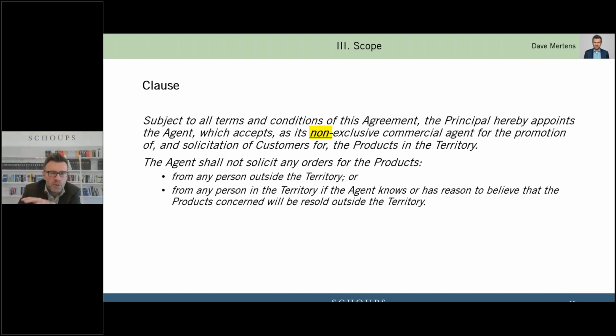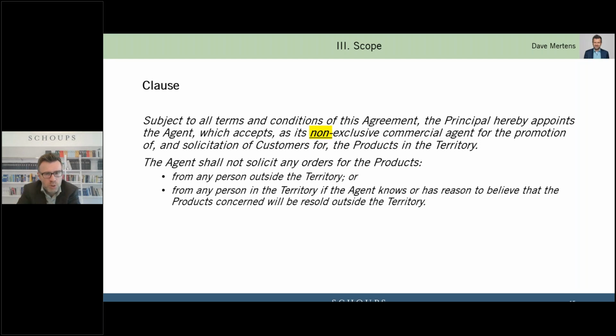I promised you a few clauses for your inspiration. This is one of them. Just a clause, something you could use. The principal appoints the agent, but, as I have emphasized here, non-exclusive. Exclusive commercial agency is possible, non-exclusive is possible. It's what you want to put in the contract. But do think about it.